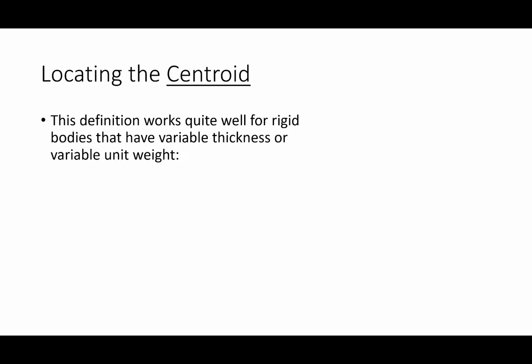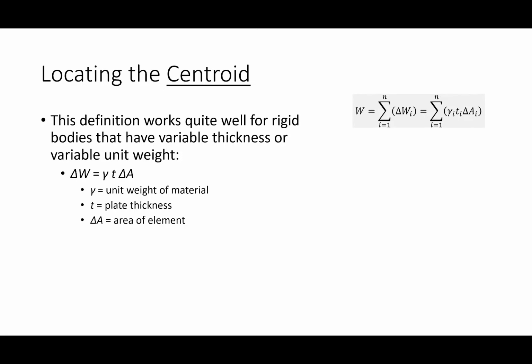So here's my point. The delta W's are basically going to be the areas times the thickness times the unit weight. And I propose that if you are dealing with an object that has consistent unit weights and consistent thicknesses, you can factor all that out. So if you go back to this expression for center of gravity, everything has a gamma and a thickness. Gamma is that lowercase y looking thing.